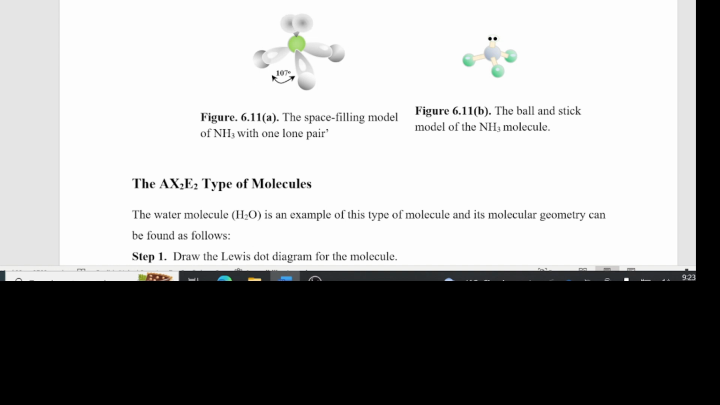CH4: tetrahedral arrangement of the electron pairs, tetrahedron. Ammonia: tetrahedral arrangement of electron pairs, trigonal pyramid geometry.